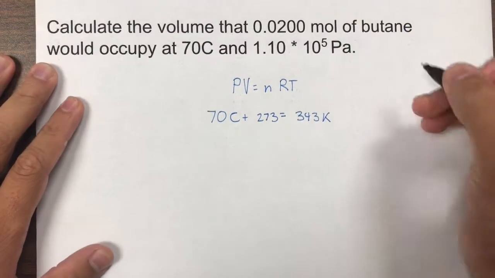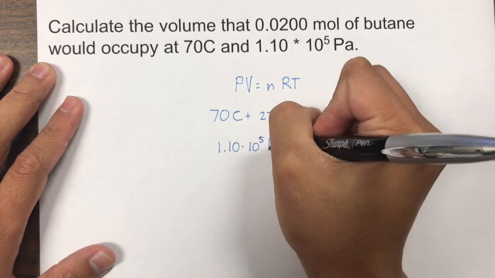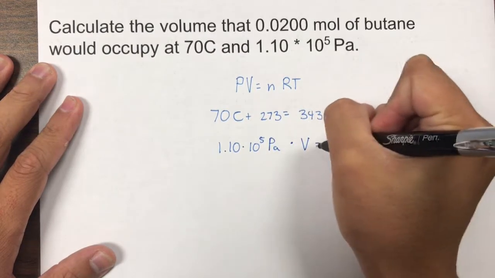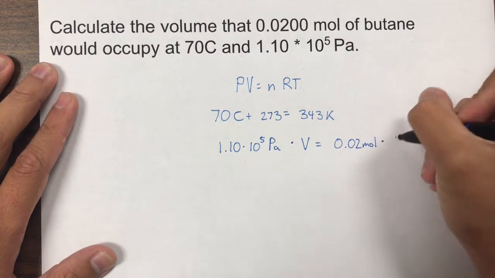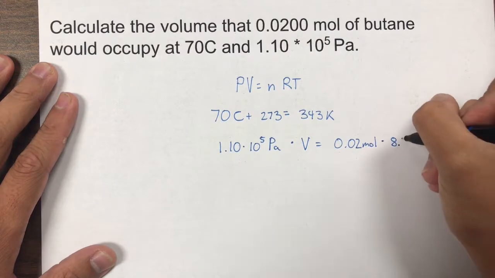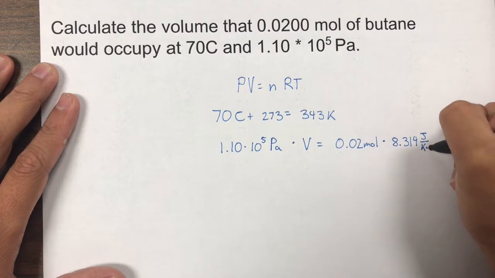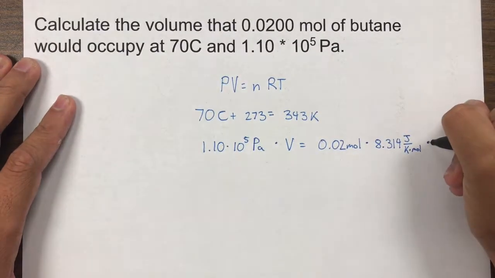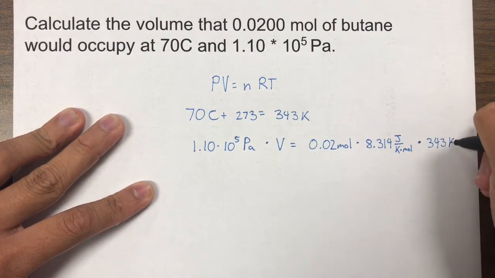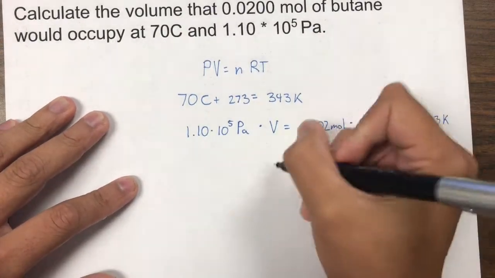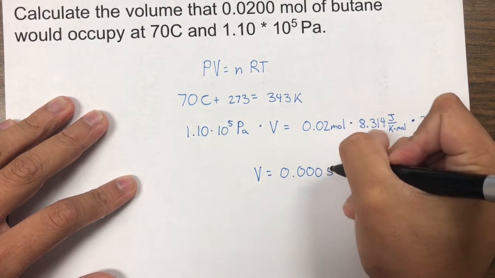And so from here, let's just plug into our equation. 1 times 10 to the 5th pascals, we're looking for our volume, our moles are 0.02 moles, times our gas constant. Again, you can find the gas constant in the data booklet. That's joules over Kelvin times moles. And our temperature in Kelvin is 343 Kelvin. So when we do all this math, my volume is going to come out to 0.000518.